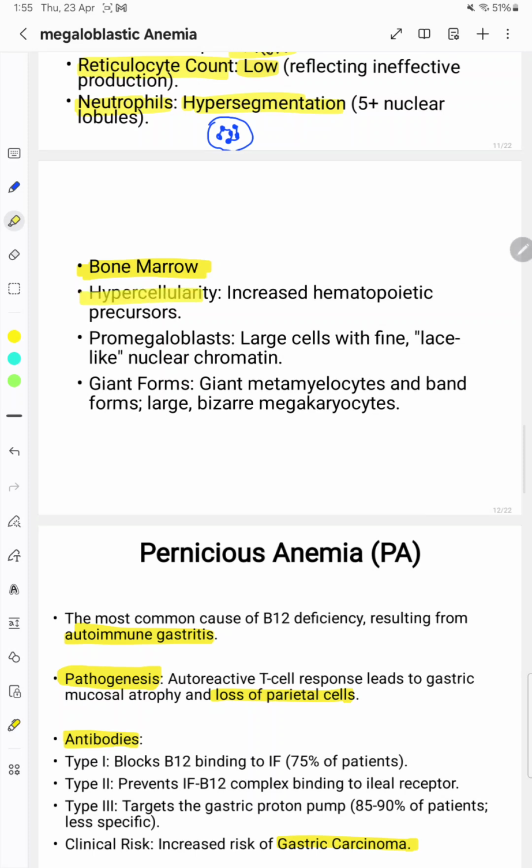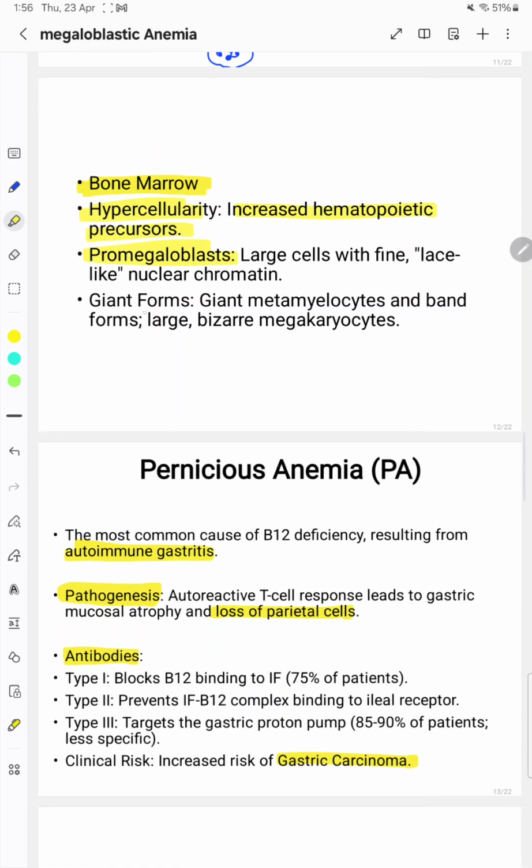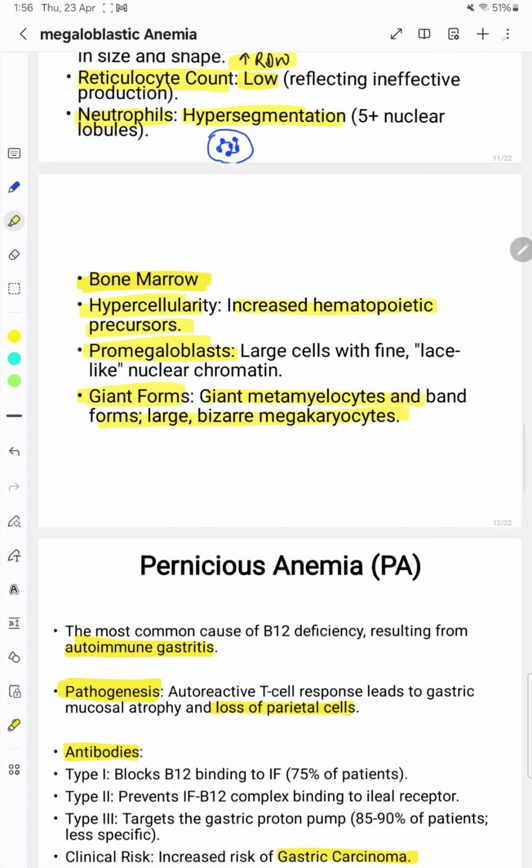Bone marrow is hypercellular due to increased hematopoietic precursors. There are promegaloblasts, large RBC precursors with fine lace-like nuclear chromatin, and there are giant forms, giant metamyelocytes and band forms, and some large and bizarre megakaryocytes are also seen.